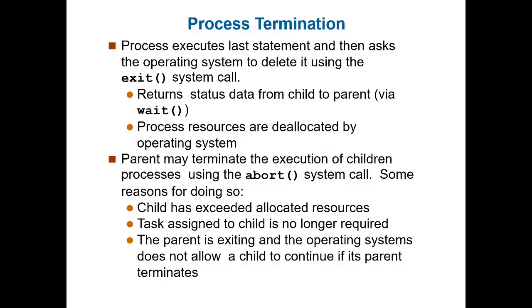A parent may terminate the execution of child processes using the abort system call. So whenever the parent process wants to terminate its child process, it can do so using the abort system call. Some reasons for doing so are: the child has exceeded its allocated resources, or the task assigned to the child is no longer required, or the parent is exiting and the operating system does not allow a child to continue if its parent terminates. In these cases, the parent can terminate its child process using the abort system call.